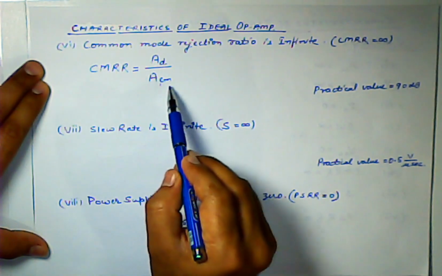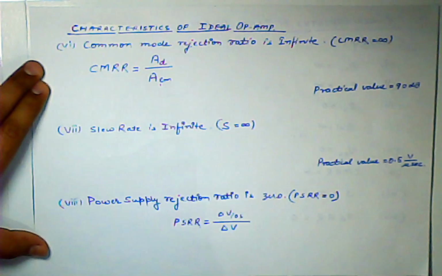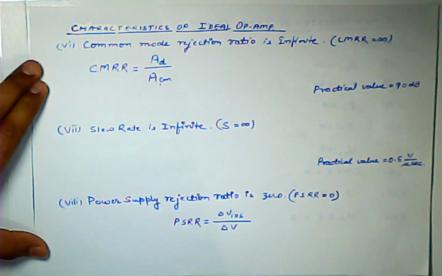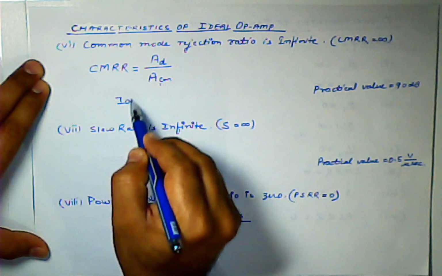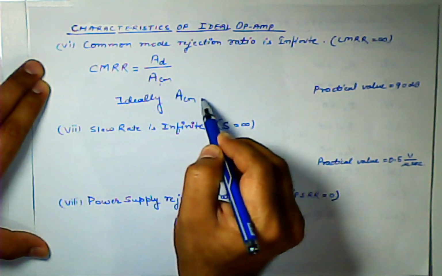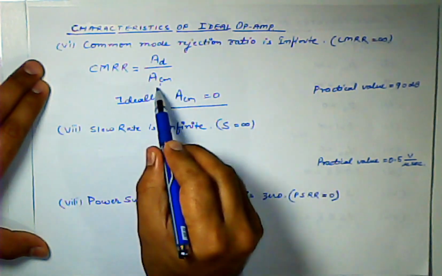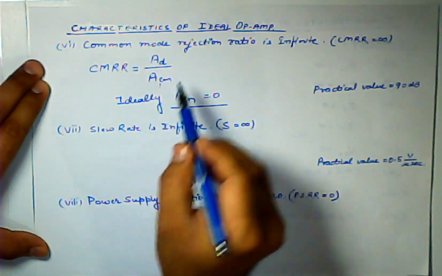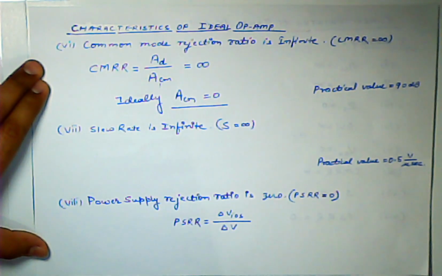As the op-amp is supposed to reject or cancel the common mode signal it gets at its input terminals, if we apply a common input voltage to the op-amp, the output should ideally be 0. So ideally common mode gain should be 0. So if it is 0 in ideal condition, common mode rejection ratio is infinite.